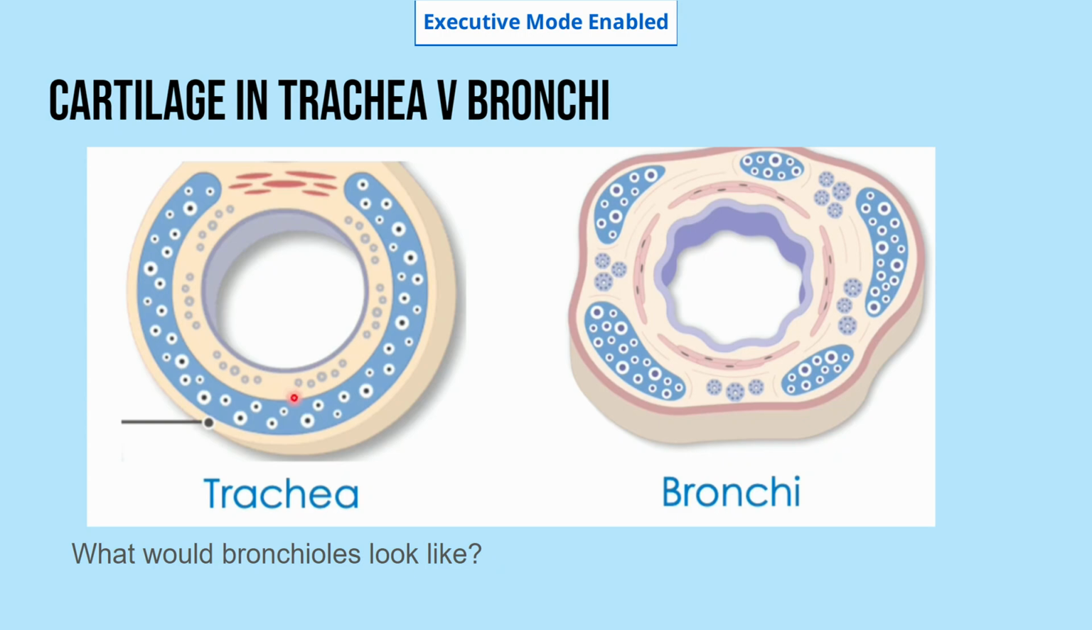So here's a visual of that. You can see the trachea has a thick layer of cartilage, and then the bronchi has some plates of cartilage with some smooth muscle, and then the bronchioles would have no cartilage and all smooth muscle.